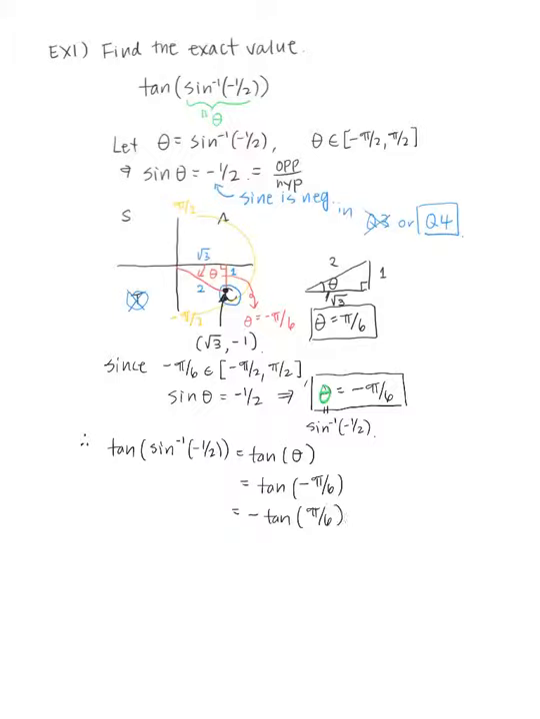Now to compute the tangent of pi over 6, you can memorize the chart if you like, or just look at the triangle that we drew earlier, this triangle right here. Tangent is opposite over adjacent, so in this case the opposite side of the angle has length 1, and the adjacent side is square root of 3. Always rationalize, so I'm going to multiply by square root of 3 over square root of 3. So our answer is going to be negative square root of 3 over 3. Let me box that for the final answer.